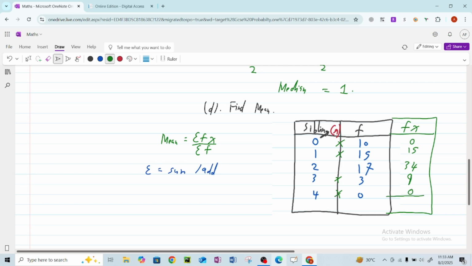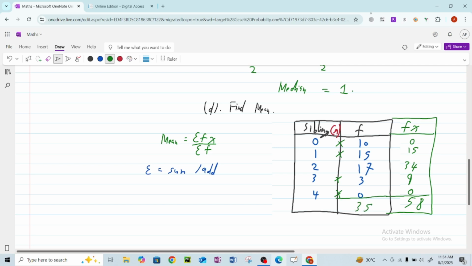Now Σfx would basically be your fx added all up. So 0 plus 15, 15, plus 34, that's 49. And then plus 9, you're going to get 58. That is your Σfx. Then Σf is going to be adding them all up. So we already know what that is. That is 35.